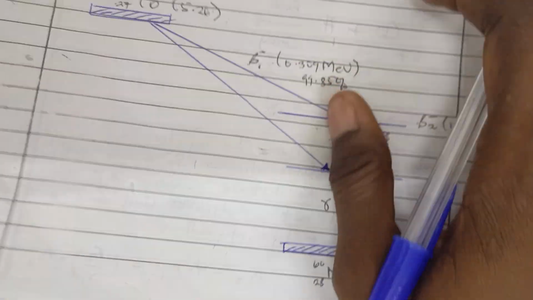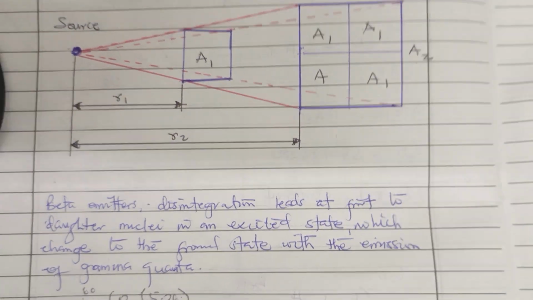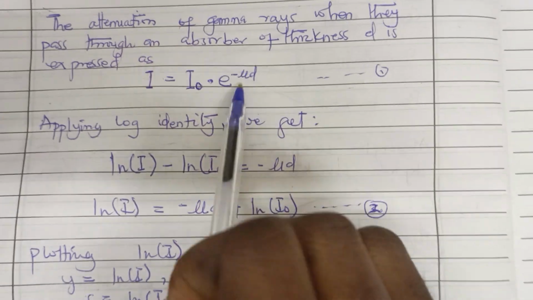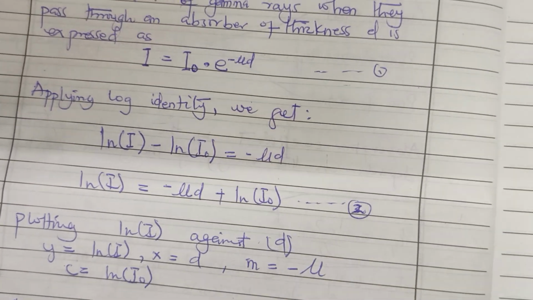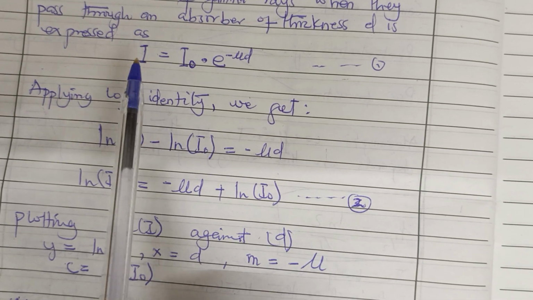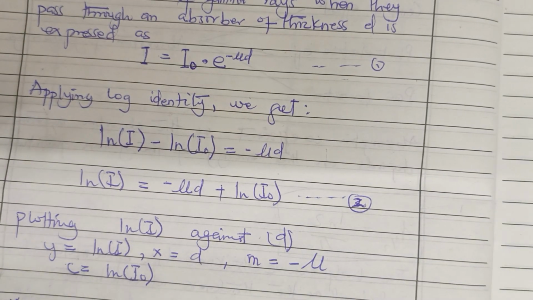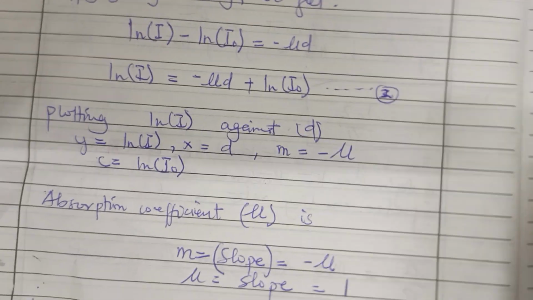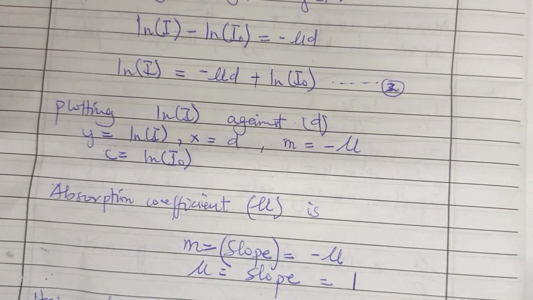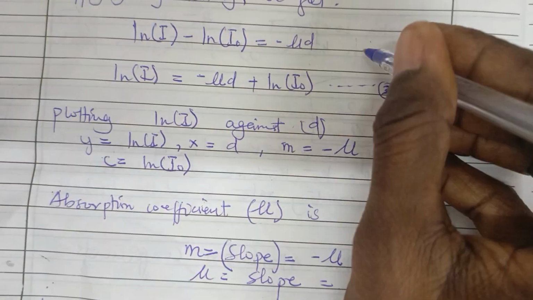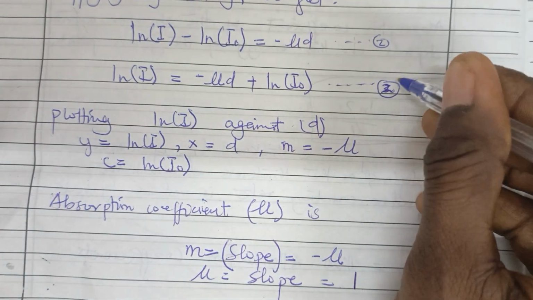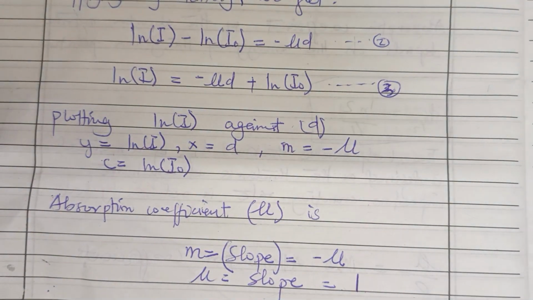Then after finding the slope for each line, we use it in the equation that we are given. First of all, we are plotting the ln I against D, so we need to apply the log identity to it. When we do that, we get this particular expression, which we can call equation 2, and then we call this one equation 3.